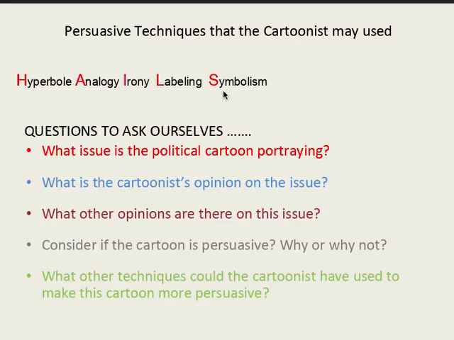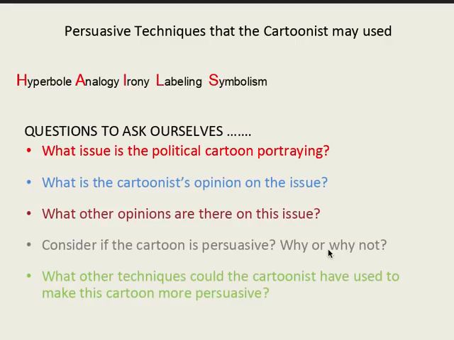The questions that we ask ourselves are: what is the cartoon portraying? What is the cartoon's opinion on the issue? What other opinions could there be on the issue? Is it persuasive? Is it trying to convince you of something? Why do you think that? Why not? And what other techniques could be used to make this cartoon more persuasive?